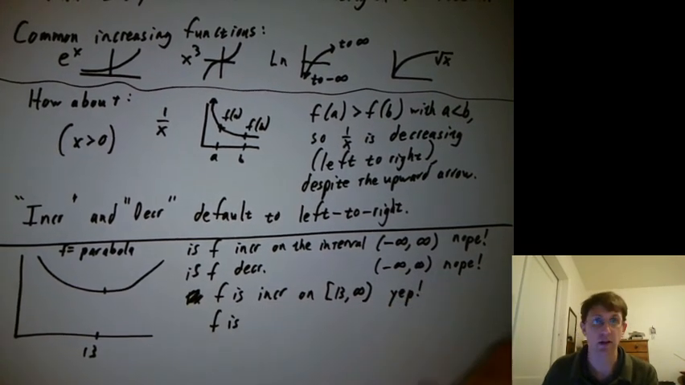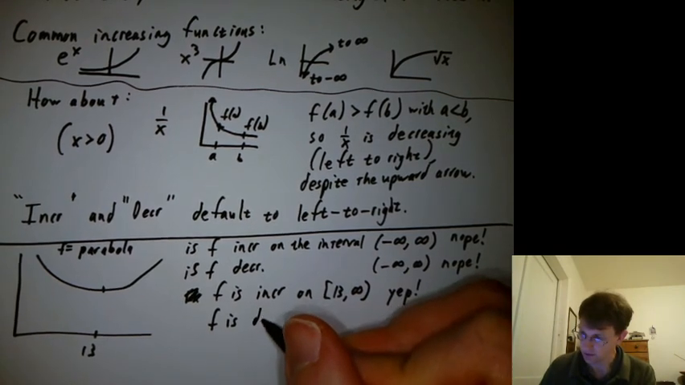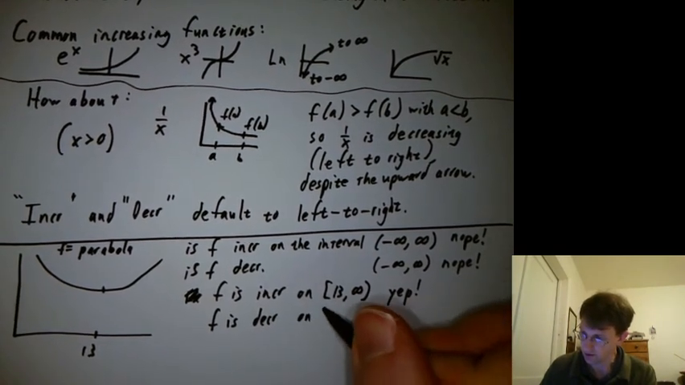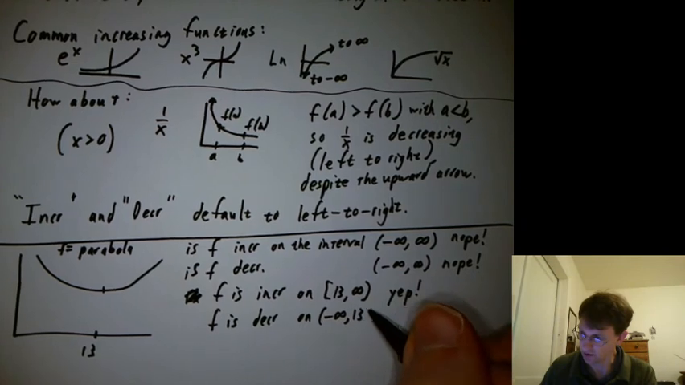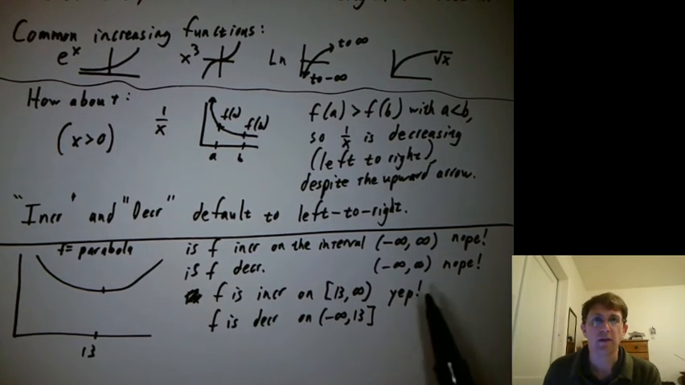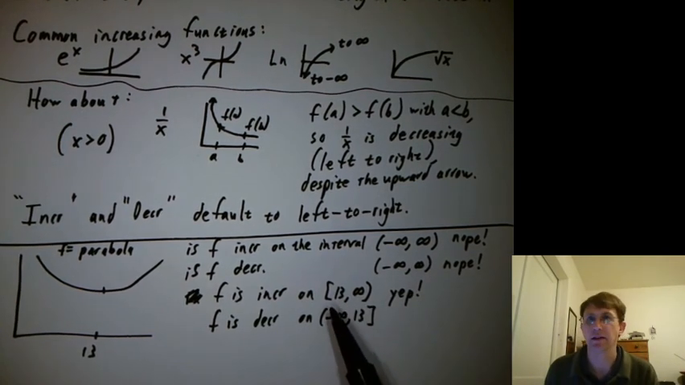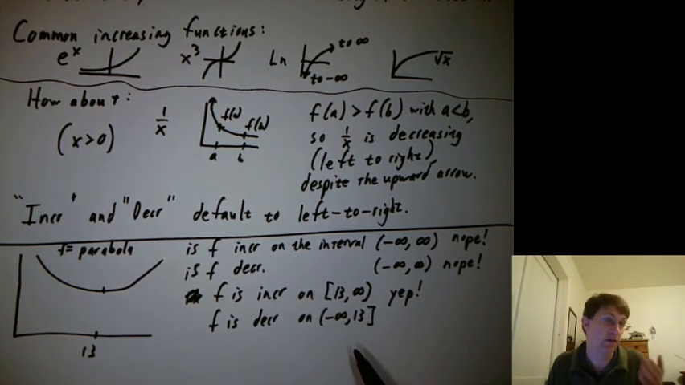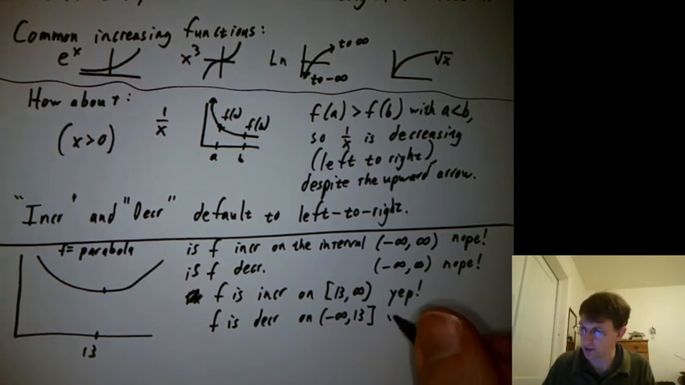Similarly, what else could you write? F is decreasing on negative infinity to 13. And some people are picky about whether 13 is included in the interval of increasing or decreasing. I'm not going to worry about it too much. Some textbooks go one way, some go the other way. So if you're reading a book and it's really important, just read what the book says, the way it defines things.